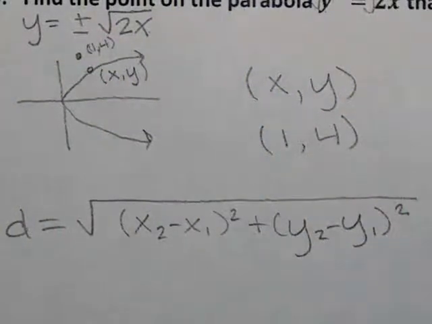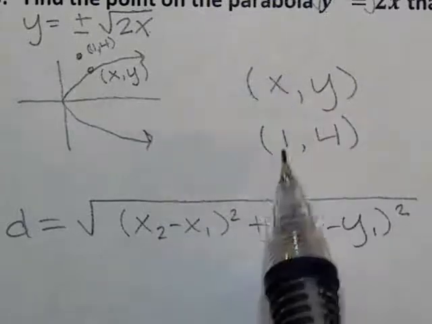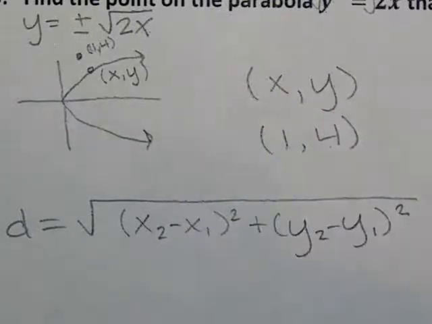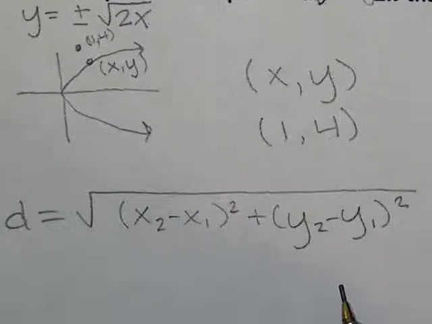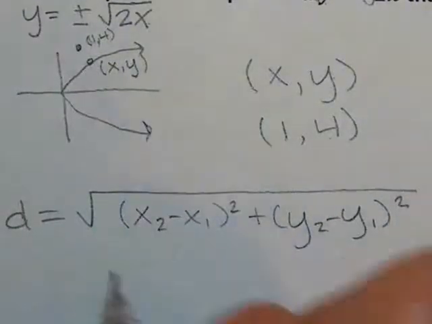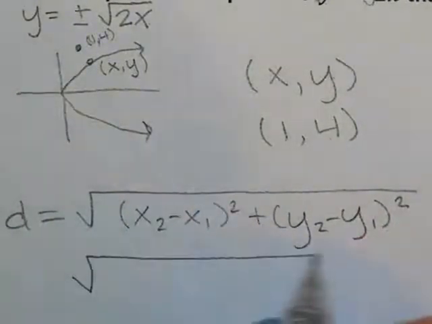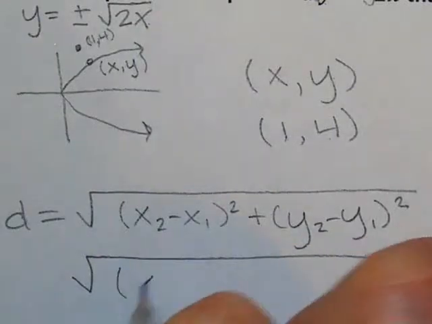So what we're going to do is plug in the (x, y) and the (1, 4), I mean. Okay? So I'm going to do x minus 1, y minus 4.